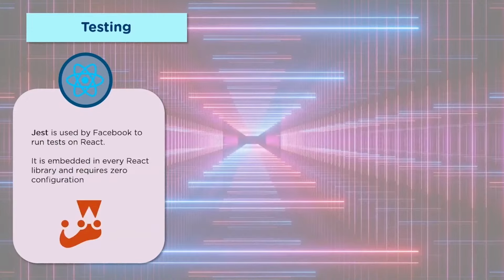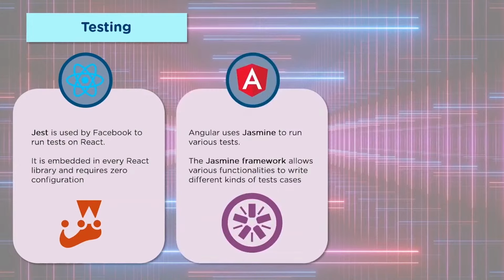Now Jest is a framework or an API that is developed by Facebook and is used to run tests on React applications to ensure that they are bug-free. Now it is embedded typically in every React library and requires zero configuration. Now Angular on the other hand uses the Jasmine framework. Now this framework allows various functionalities to write different kinds of test cases. This also ensures that the application is error-free.